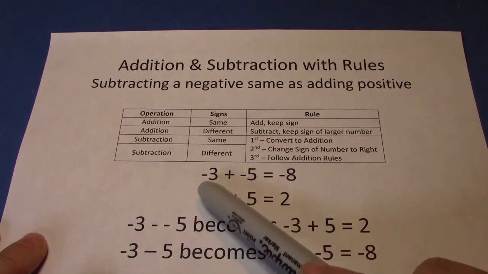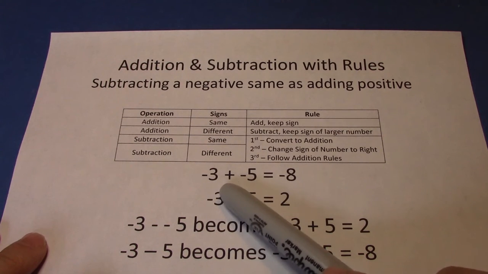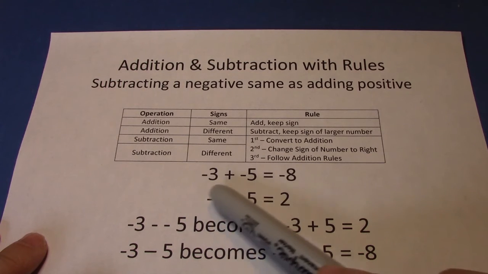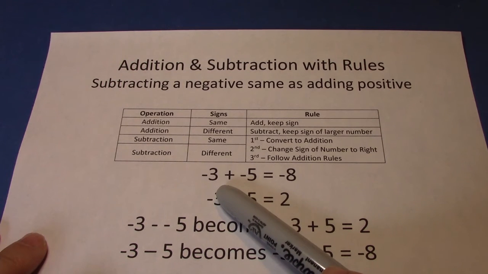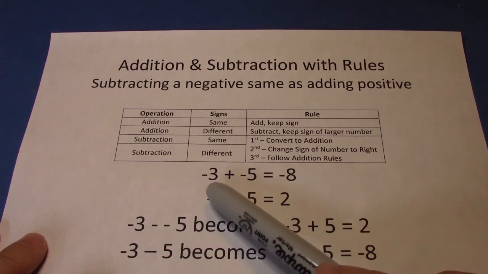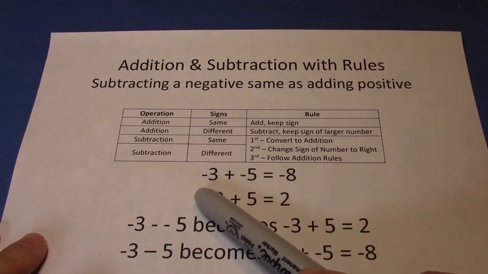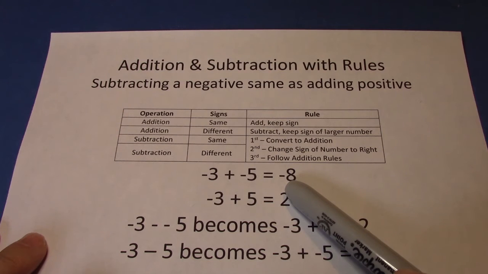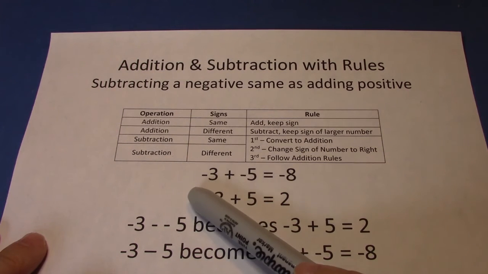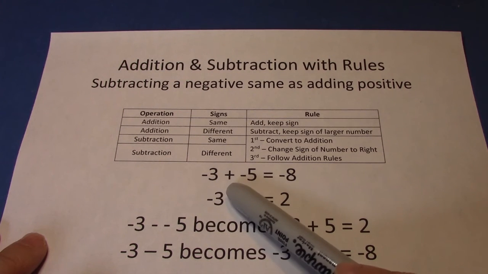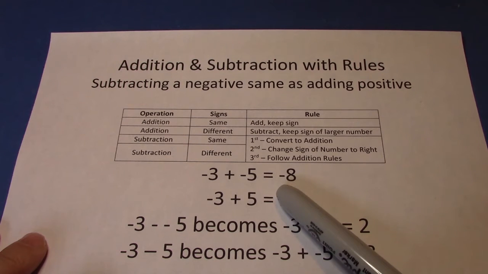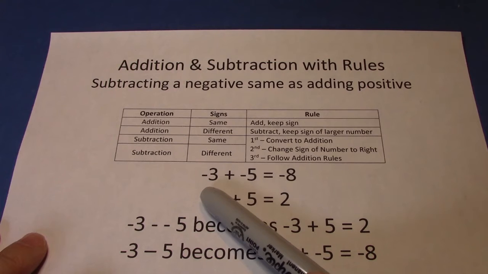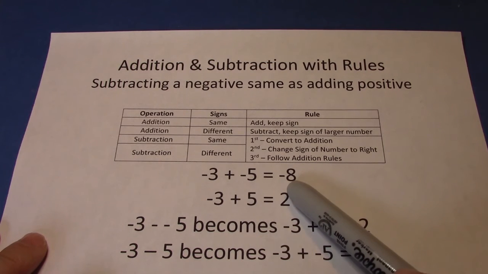Okay, let's do an example. This is negative 3 plus negative 5. The signs are the same, and we're doing addition. So first, without worrying about what the positive and negative signs are, just add 3 and 5, and we get 8. And then we decide, what's the sign of 8? Well, they were both negative to start with, so we're going to keep that negative sign. It's still negative. You know this too. If we had added a positive 3 and a positive 5, we would have gotten a positive 8.